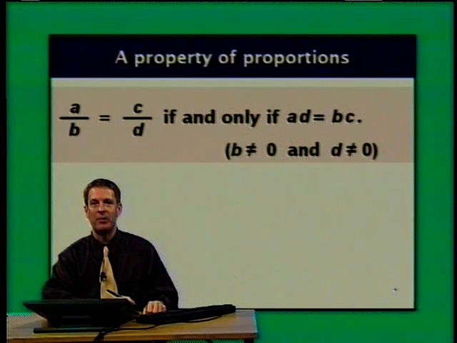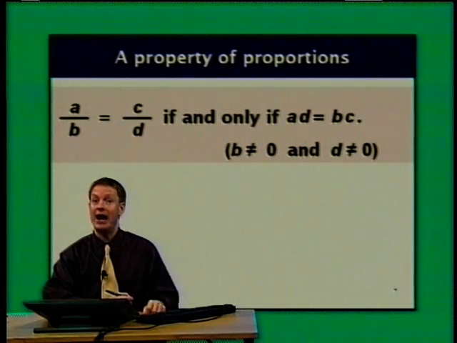And here's the property that I want you to remember, that A over B equals C over D if and only if A times D equals B times C. And of course, neither B nor D could be 0 because we don't want to be dividing by 0. That's just not a place we want to go.